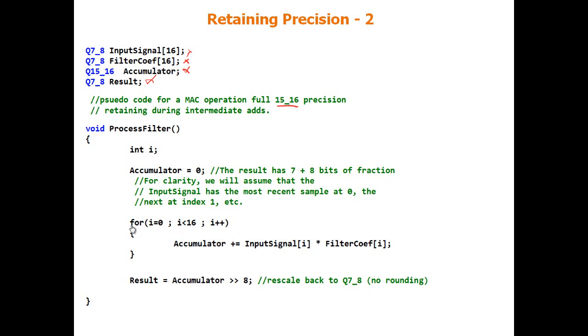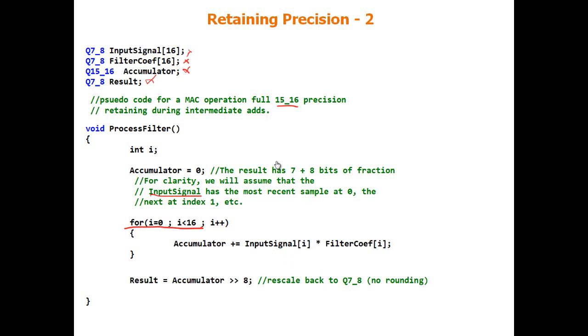So I'm going to make the assumption here that the input signal has the most recent sample at index 0, and index 1 is the previous. We're not going to worry about how that's managed. We're just looking at the core computation. For an FIR filter, you simply take the input signal and its time history, multiplied by the filter coefficient. So all I'm doing is looping through the 16 samples of my current sample plus time history and my filter coefficients, and I do the multiply.